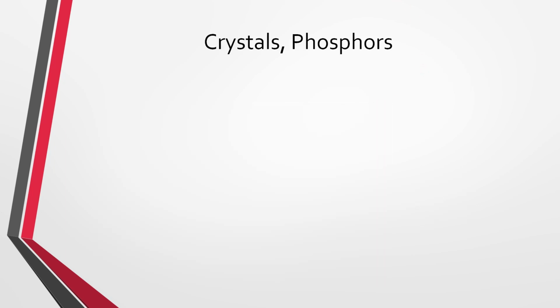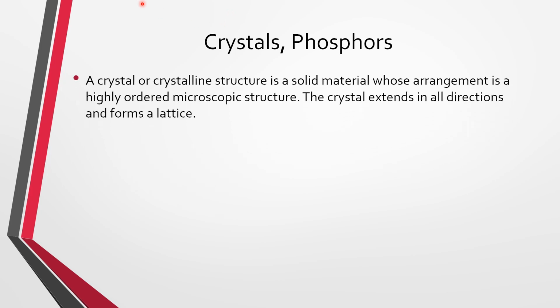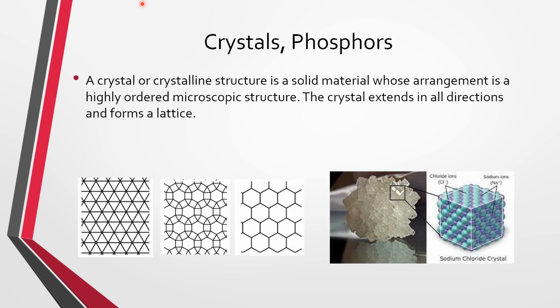First, we'll take a slight step back here and we'll talk about the crystals and the phosphors a bit more. We've mentioned those terms, but we haven't really talked about necessarily what they are. A crystal or crystalline structure is a solid material whose arrangement is a highly ordered microscopic structure. The crystal extends in all directions and it forms a lattice, and this would be examples of a lattice.